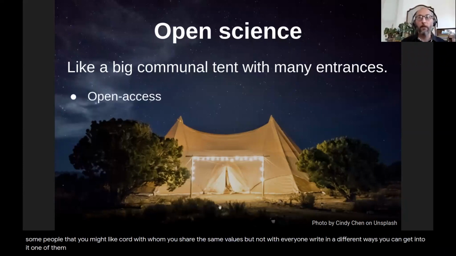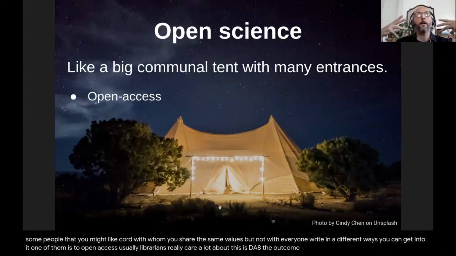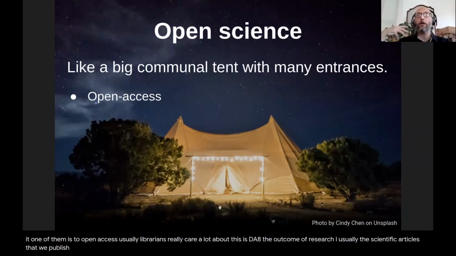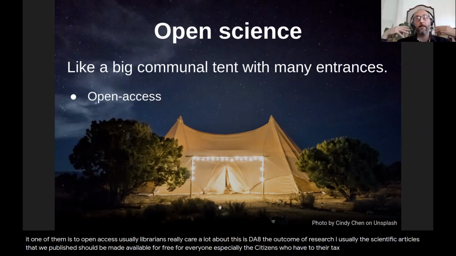One of them is through open access. Usually librarians really care a lot about this, and it's the outcome of research. Usually the scientific articles that we publish should be made available for free for everyone, especially the citizens who have, through their taxes, paid for the research itself, right?